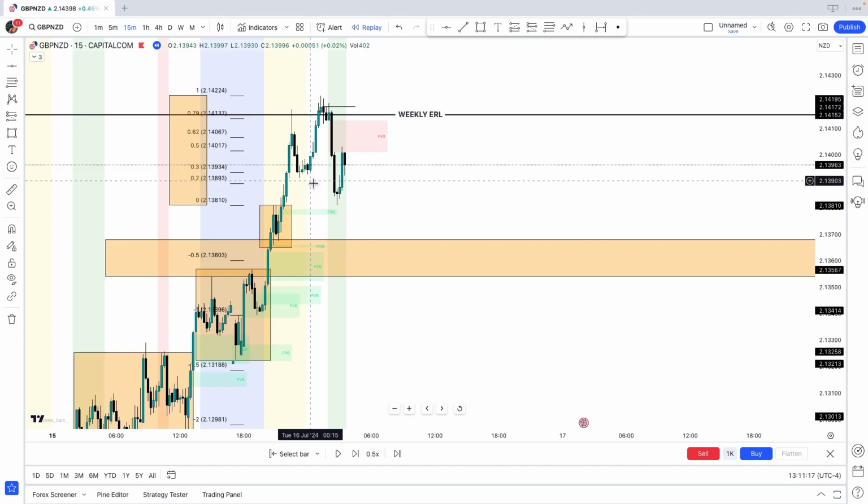We have taken this side of the liquidity. We have taken this side of the liquidity. This is the swing high. This is the swing low. This is our dealing range. It's very simple. Now we just mark out our optimal trade entry, which is right here.